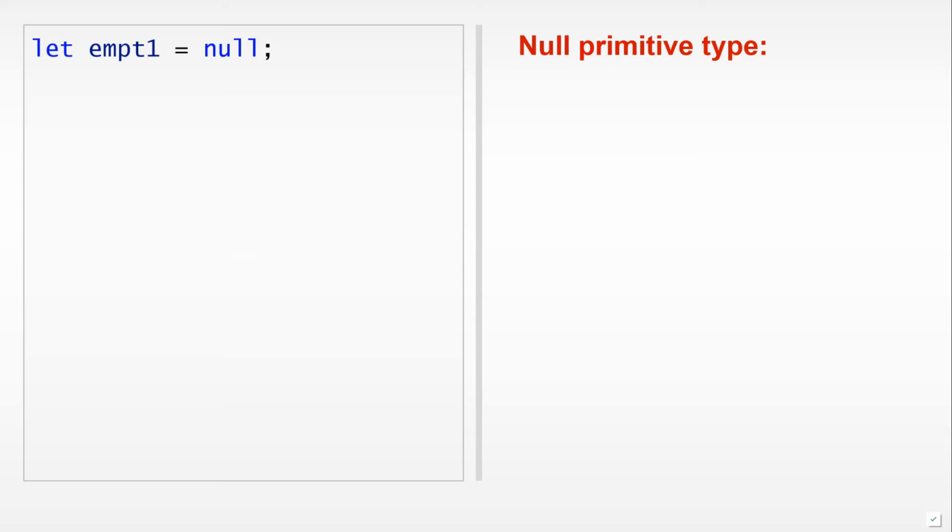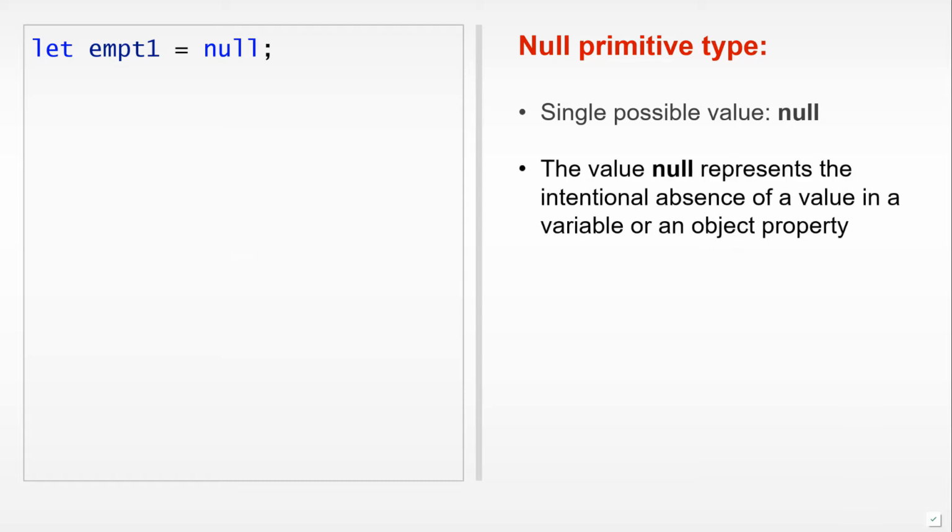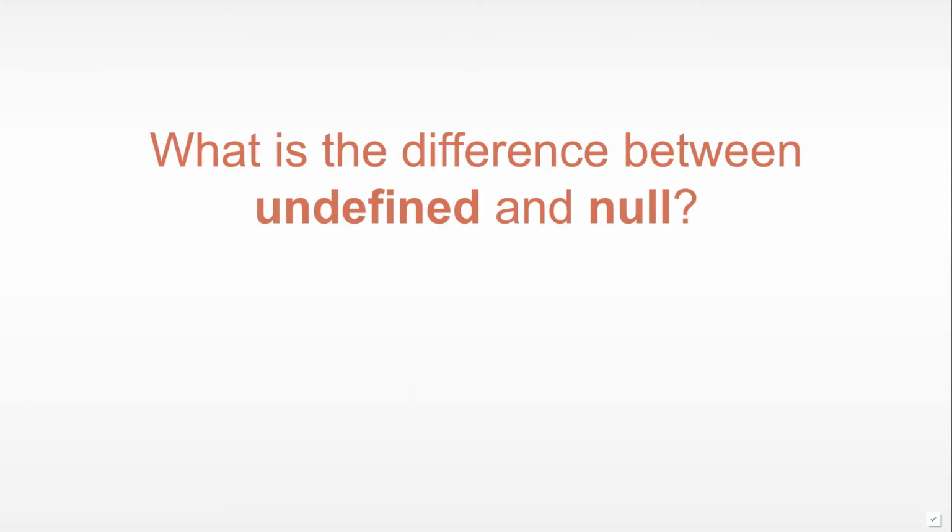Notice we have done this intentionally. This was not done in the background by JavaScript for us. This was an intentional step. So the null primitive type does have a single possible value, null, and the value null would represent the intentional absence of a value in a variable or in an object property. So what is the difference between undefined and null? We have already discussed this, but let us make sure that we really understand.